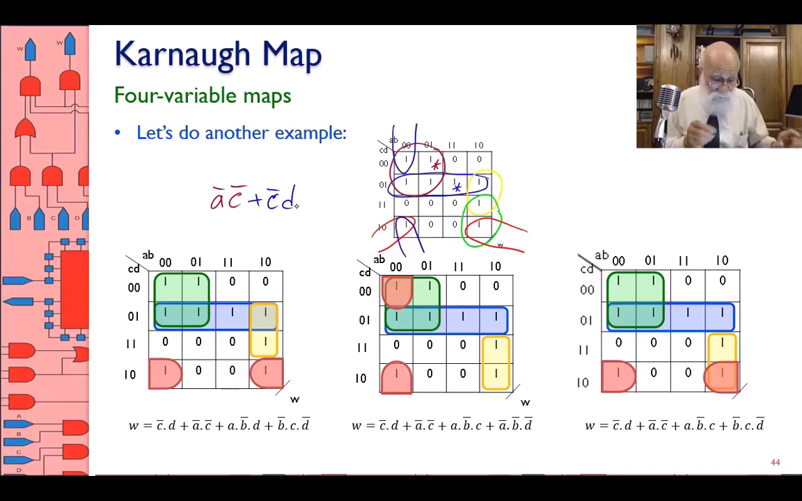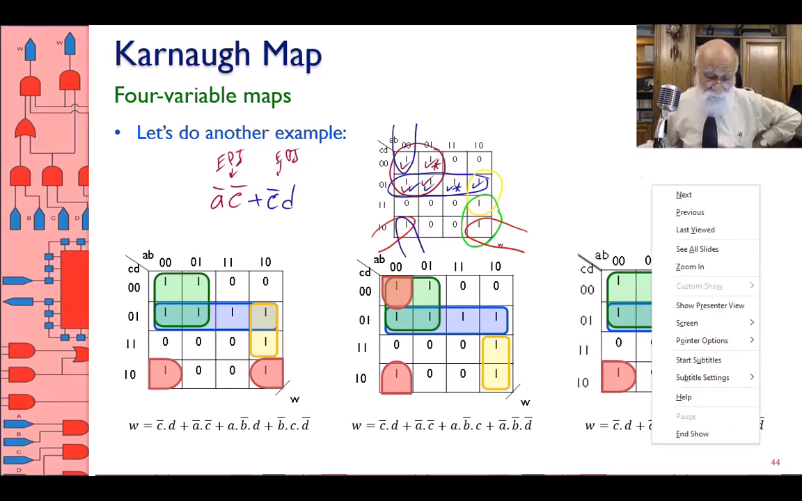Once I write these, C bar D gives me these four. Minterm-wise, A bar C bar gives me these four. Two of them repeated. I have exhausted all my essentials. These are essentials. This is essential. The blue one is essential. This is essential. This is essential. Okay, I've exhausted all my essentials.